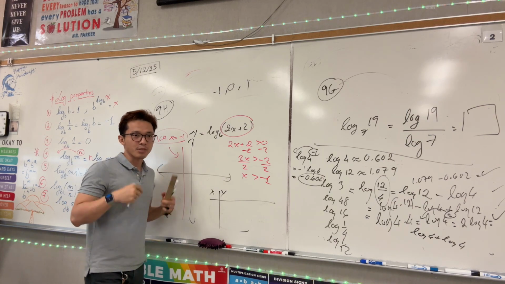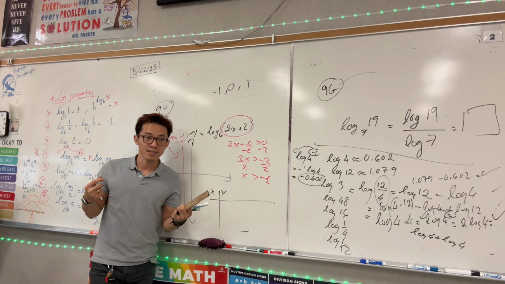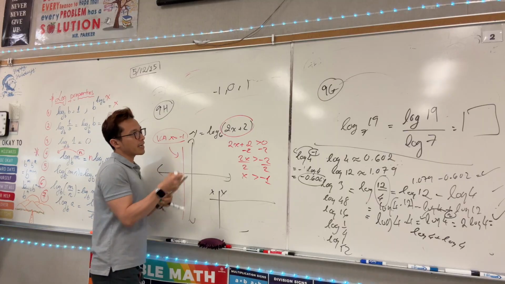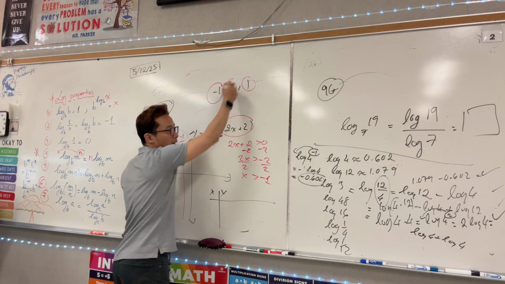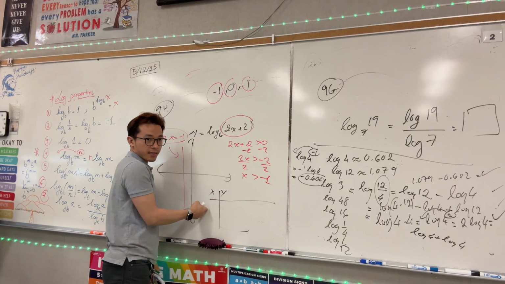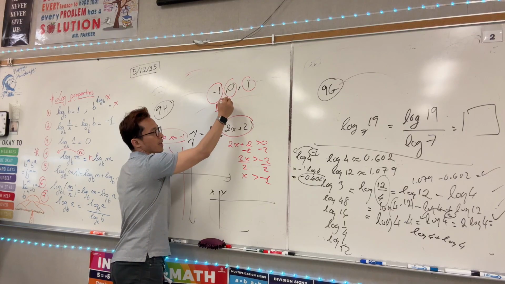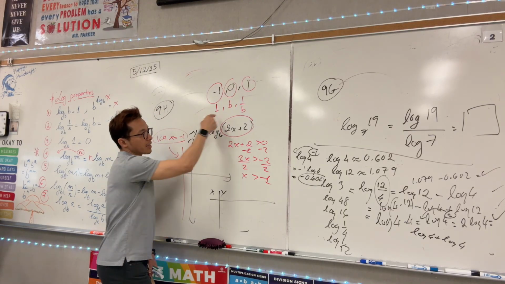The log and the exponential, what is the relationship between them? Inverse. The inverse, right? So if in the exponential, I want you to get the power to be negative 1, 0, and 1, vice versa, in the log, I want you to get the inside of the log to be 1, b, and 1 over b. Why? Because what is a log?